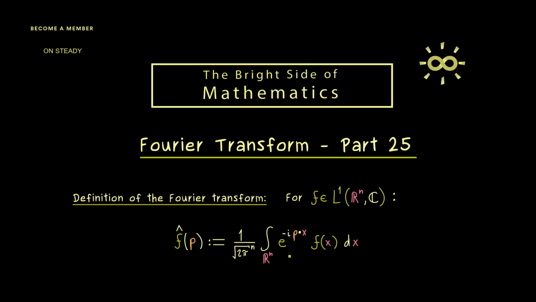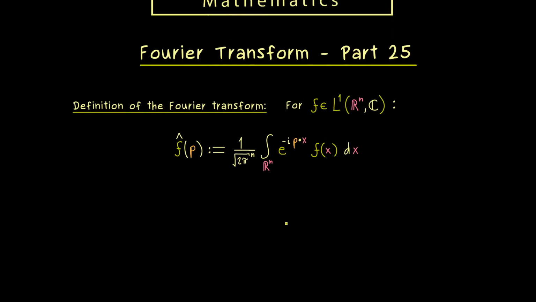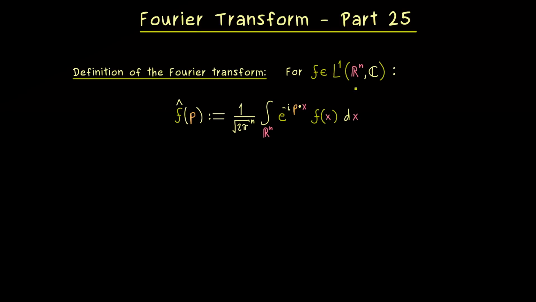Moreover, the integral itself goes over the whole space Rn, and inside we find the product of this exponential function with f. And please note, in the exponent of the exponential function, the vector p and the vector x are combined with the standard inner product in Rn. So this guarantees that we always have a real number here behind the factor minus i. And with that we have it. This is the whole definition of the Fourier transform for functions defined on Rn.